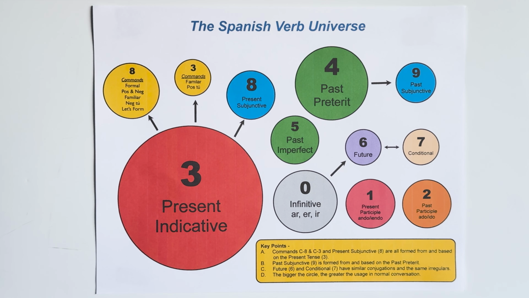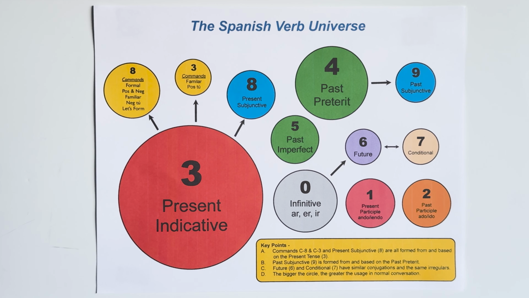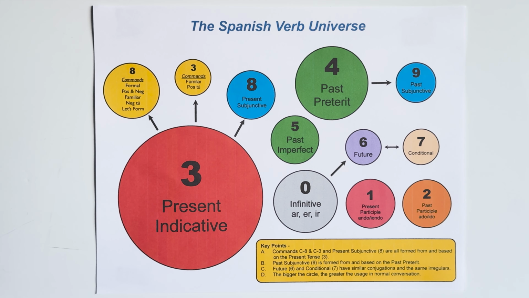The Verb Universe is right here for you. You can only do 10 things to a verb, 0 through 9. Quick review. 0 is the infinitive. I'm going to go. Voy a ir. We are going to study. Vamos a estudiar. She is going to come. Va a venir. Venir, estudiar. Comer, trabajar. That's your infinitive.